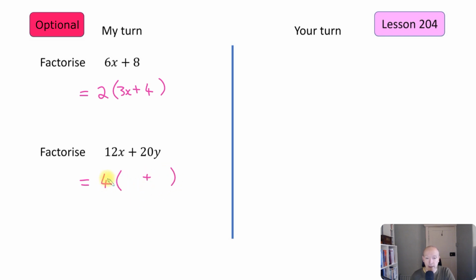What would you need to multiply 4 by to get 12? Well, that would be 3. So this will be 3x. And what would you need to multiply 4 by to get 20? That would be 5. This will be 5y. And that could be a couple of marks, so it might be worth having.